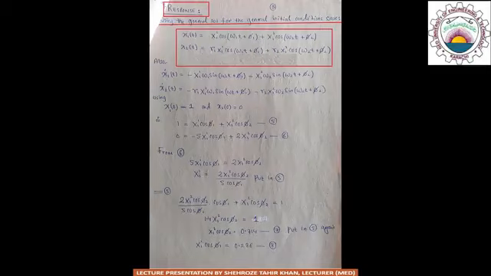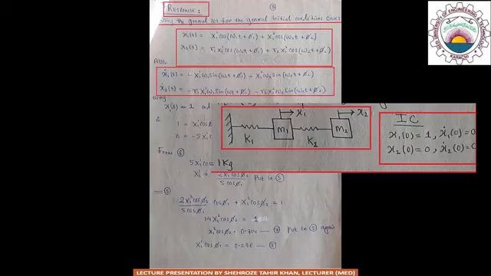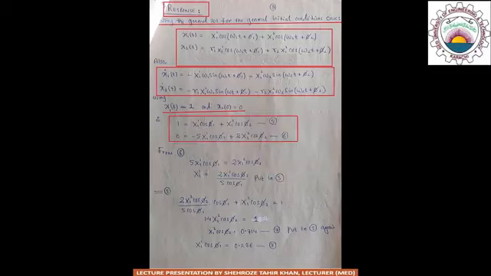So after taking the single derivative of the above equations of the general initial conditions and then substituting the initial conditions given in the question, which are x1 of 0 is equal to 1 and x2 of 0 is equal to 0, equations 5 and 6 are yielded.